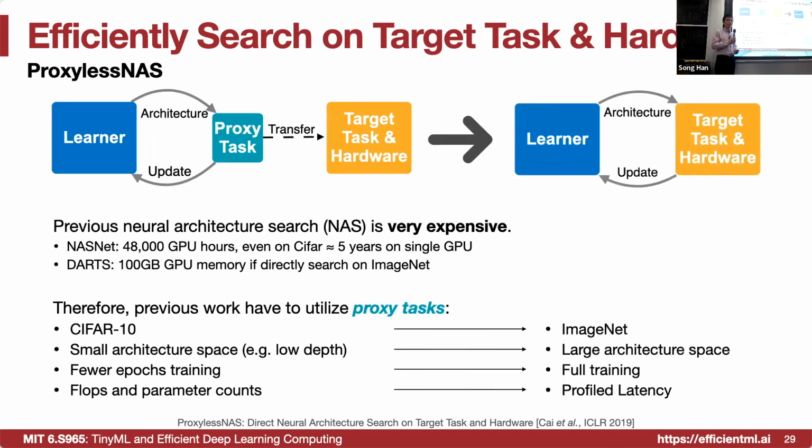So now, since our search would be really fast and efficient, we no longer have to rely on these proxy tasks to save the search time, right? So rather, we can directly search on the large scale datasets like ImageNet. Okay? And we can enable a much larger search space rather than repeat the building blocks. Okay? And also we can allow full training rather than just train for a couple of epochs. And we can also use the profiled latency, the measured latency, rather than using the number of parameters and also the flop counts. Let me make a pause.